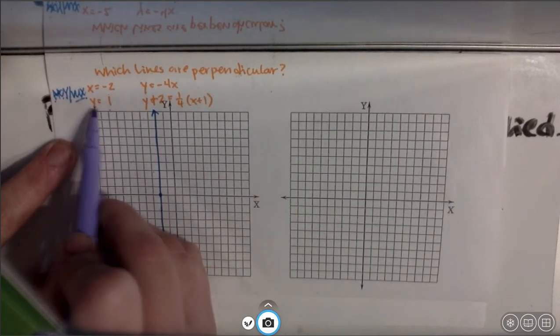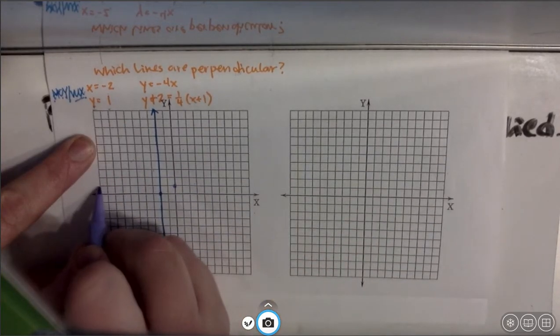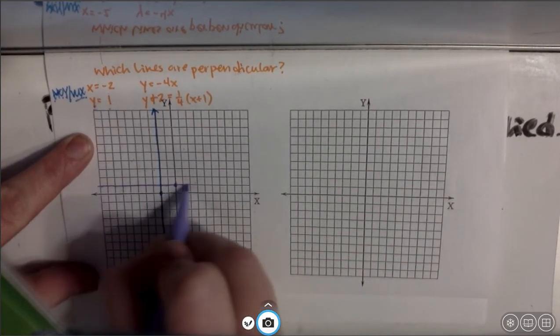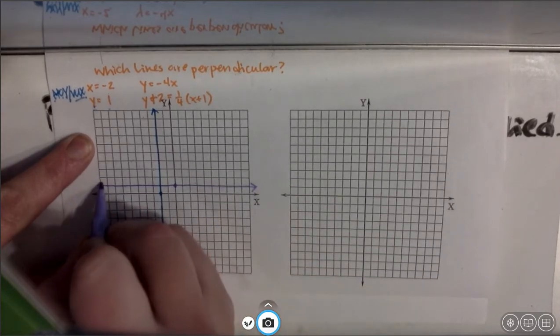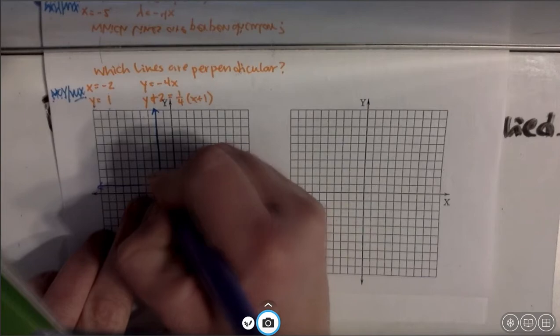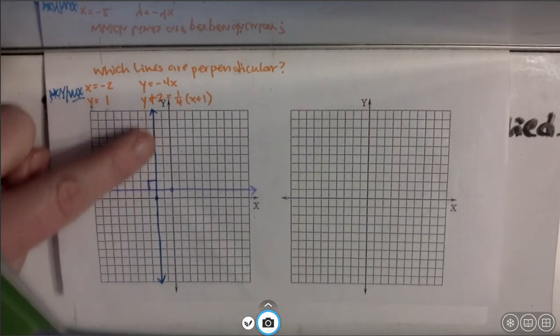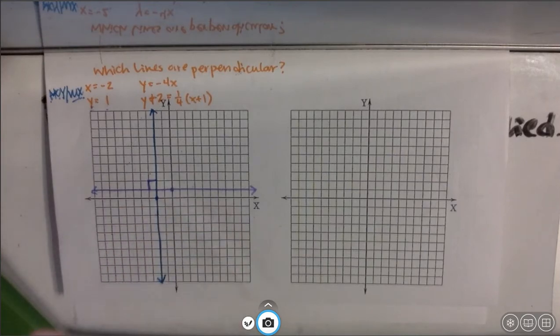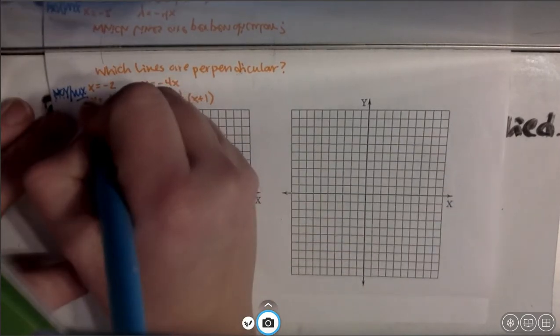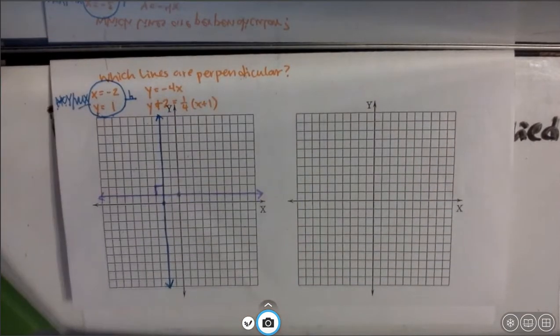So this one is y equals 1. I'm going to plot y equals 1 on here, and I'm going to draw a line through that point, and it's going to be horizontal. When I do that, I automatically have a 90-degree angle. That means that this vertical line and this horizontal line are perpendicular. So these two are perpendicular. I'm going to show that just like this, a little right angle, okay?